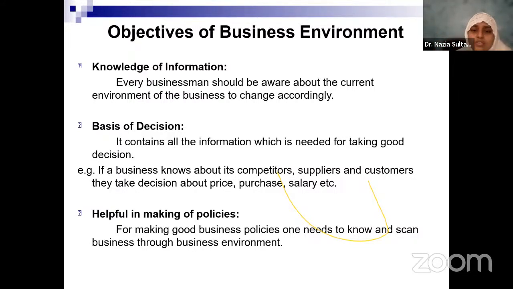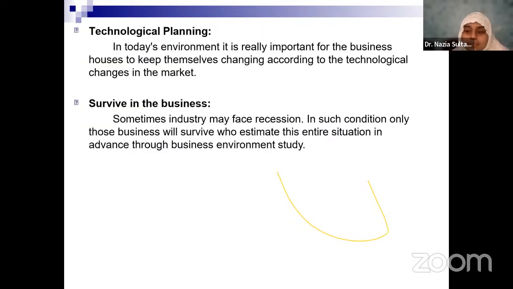Businesses make all kinds of rules and guidelines for business to run. So unless you scan the environment, unless you know what is happening around you, you will not be able to frame a good policy for your business. So it helps in making policy.